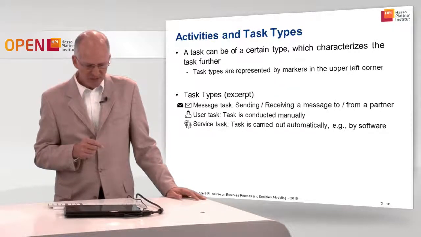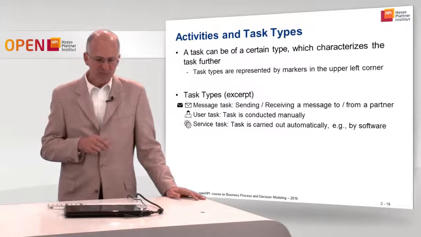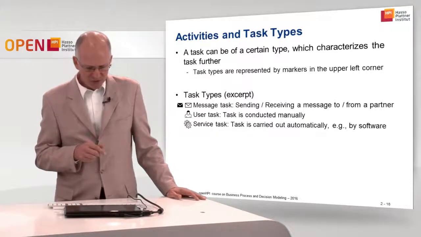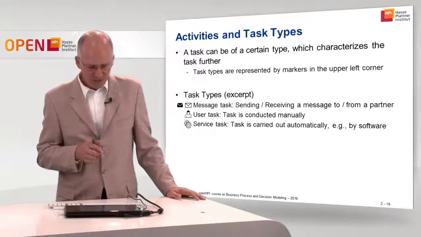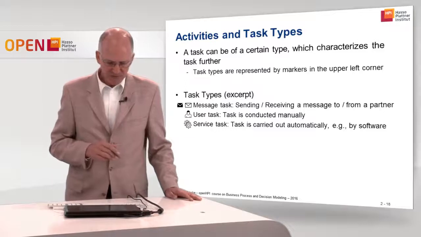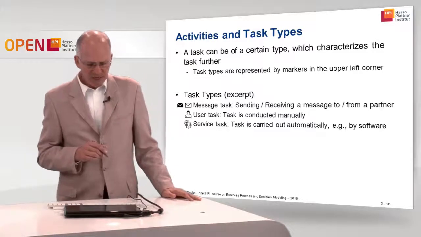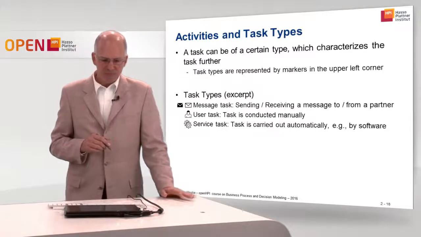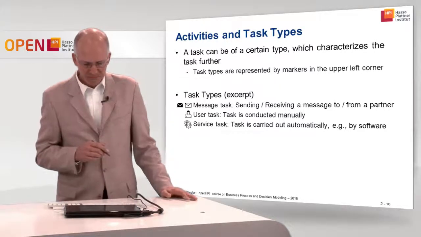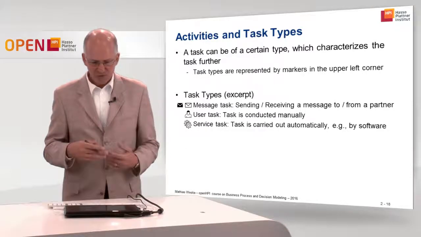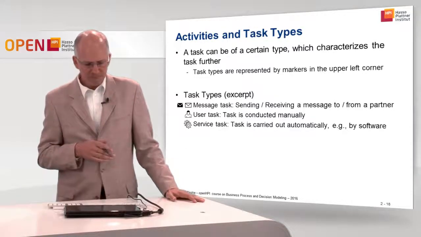So we have here a number of maybe the most important task types provided by BPMN, which is the message task. Here we see we have two variants of that. We come to the difference in a minute. And this envelope symbol should tell us that these activities deal with sending or receiving a message, sending it to a partner and receiving it from a partner.